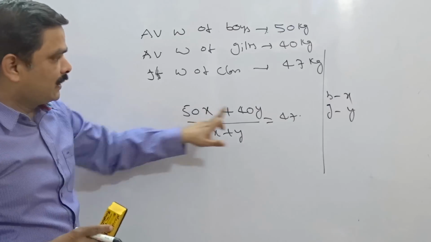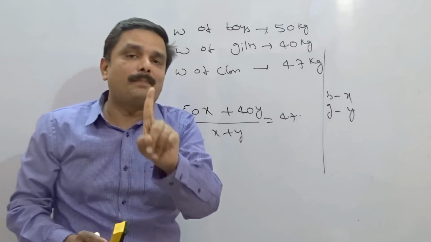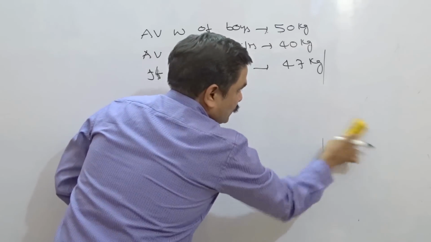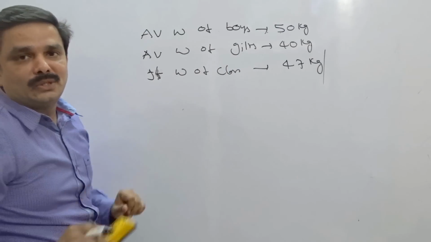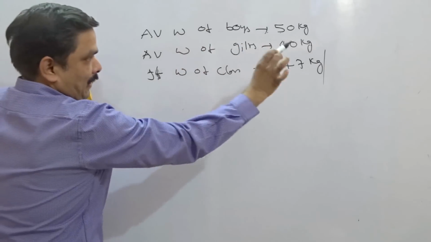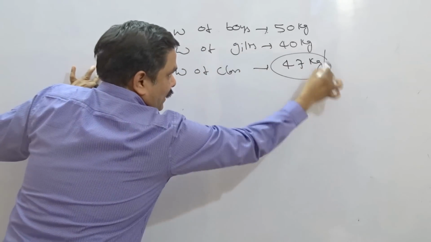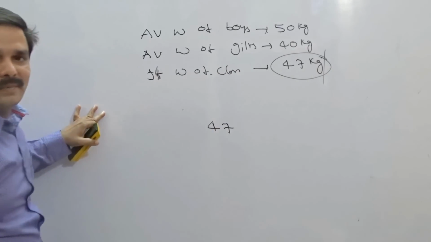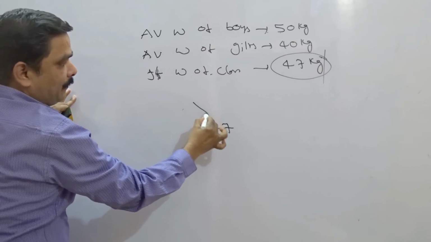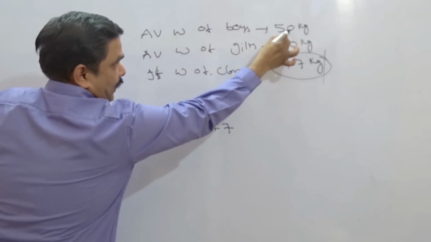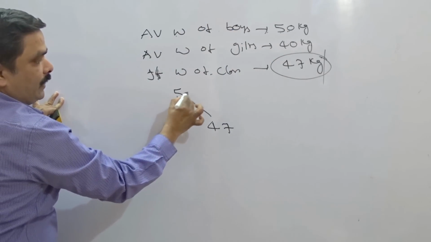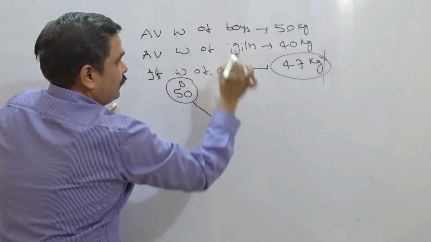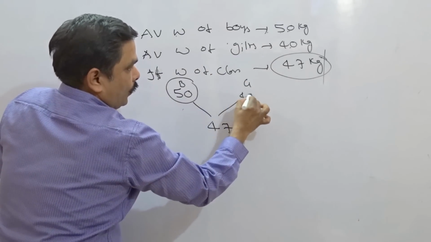But instead of using x and y, with one step only we can get the answer. How to go with one step? See, I am going to use the rule of alligation for this one. What is the rule of alligation? I am taking it in this way. The average weight of the class is 47 kgs. I am taking this as the mean, 47. Then the average weight of boys, I am taking 50 kgs. This is boys. Now the average weight of girls, I am taking 40 kgs.